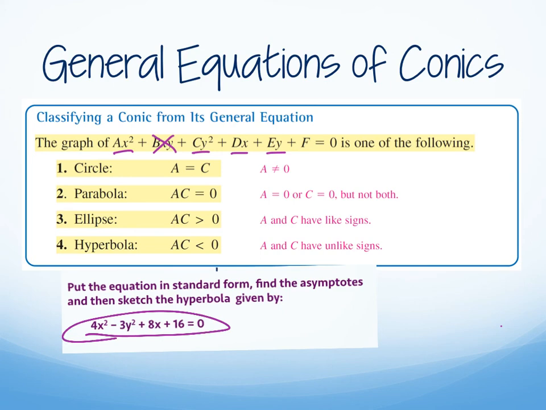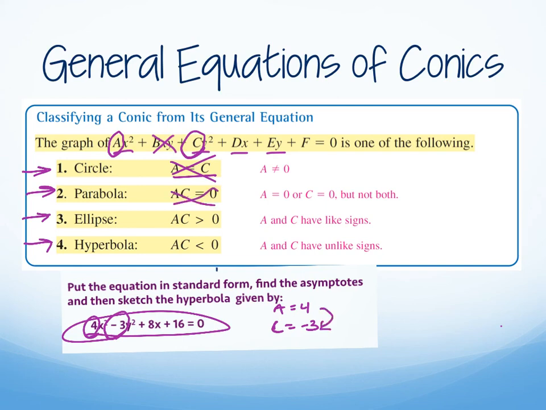If this was mixed in with the parabolas and the ellipses and the circles, and I needed to know what kind of conic it was, I would look at the a, which is what's on the front of the x squared term. Here, a would be 4. I would look at the c, which is on the front of the y squared term, and this is a negative 3. And then see which relationship this fits in. Are they equal? No, that would make it a circle. When I multiply them together, do I get 0? No, that would make it a parabola. Is it greater than 0, which is positive? No, that would make it an ellipse. Is it less than 0, which is negative? Yes, this would be negative 12, which makes it a hyperbola.